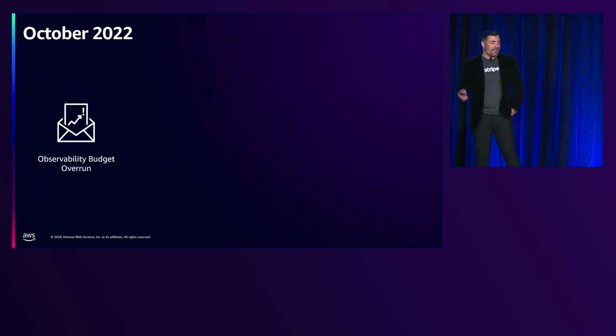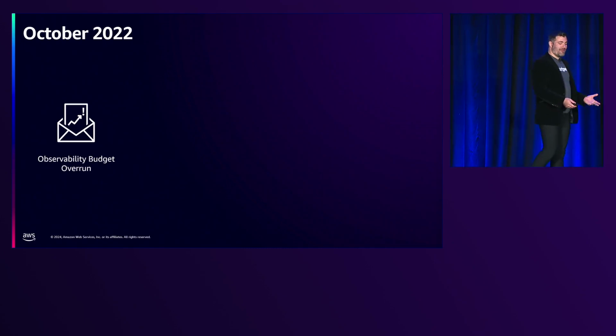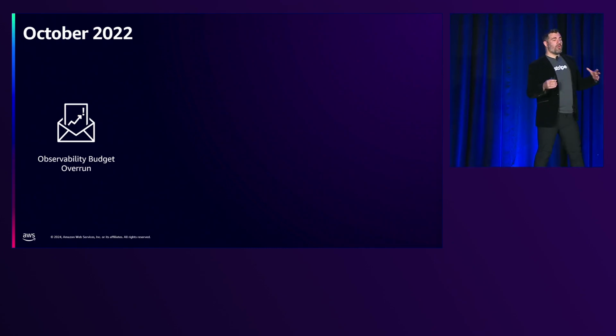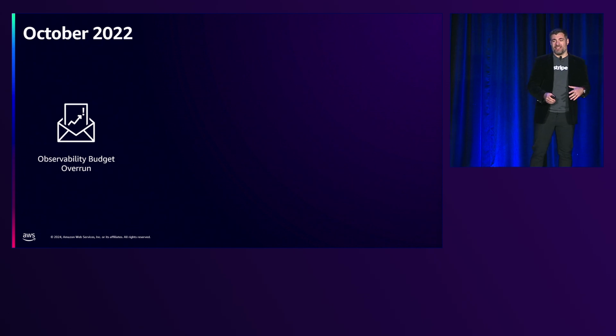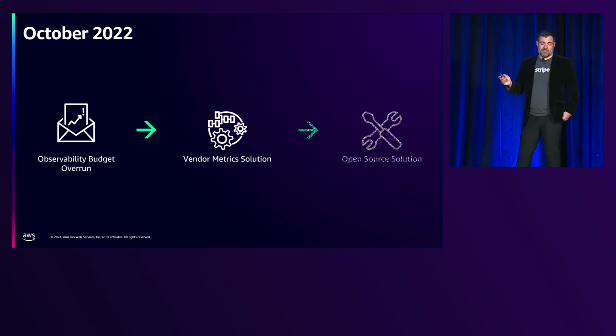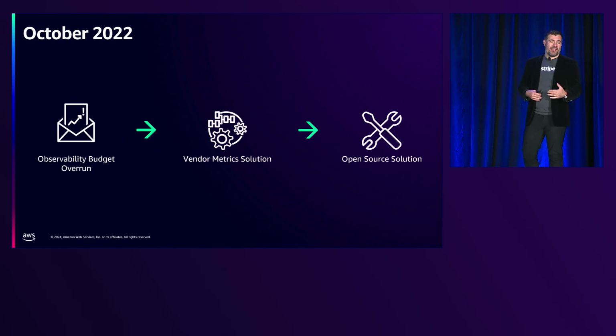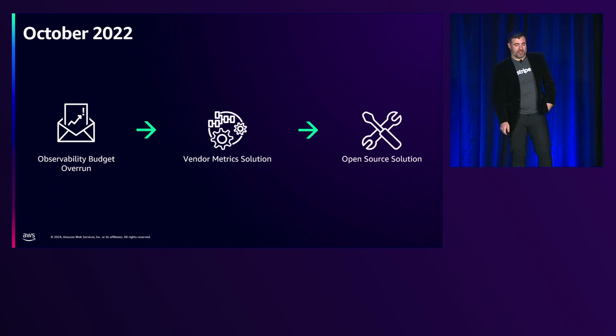I joined Stripe in October of 2022, and I came into what is probably a fairly familiar situation. We had run way over our budget on observability, and we were looking to get costs down. Leadership decided that we were going to take our vendor-based metrics solution and migrate to an open source solution to get our unit costs down and get our observability costs under control. And that open source solution we decided on was Amazon Managed Service for Prometheus.